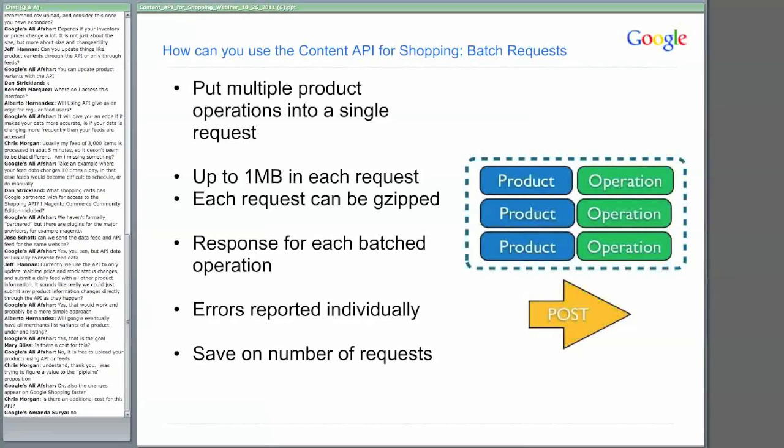Now, batch operations are limited. Each request can be at most 1 megabyte, but you can gzip it or zip it up any other way you like to reduce the size. You will get a response just like a regular insertion or update response that is, again, formatted in the same format it was sent and with errors or successes on an individual basis for each product. So a perk of this is that instead of sending 100 requests for 100 items, you can just send one request, and you can save on your request volume.